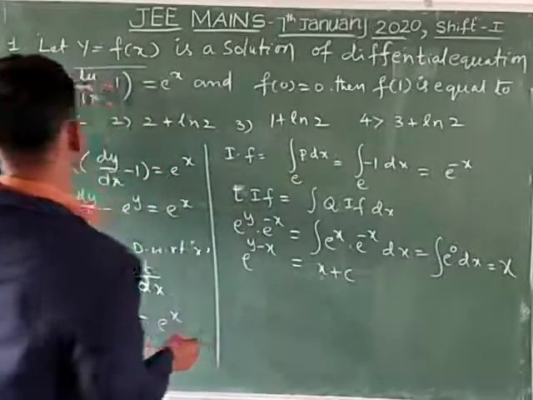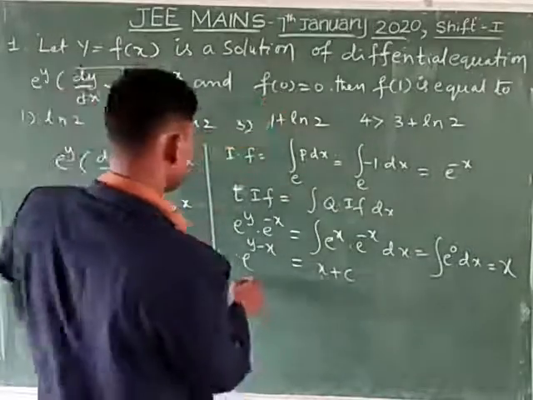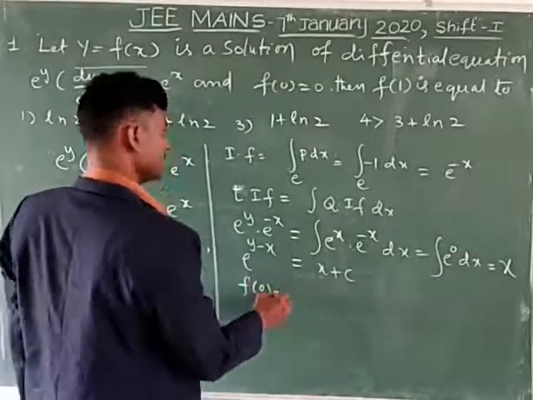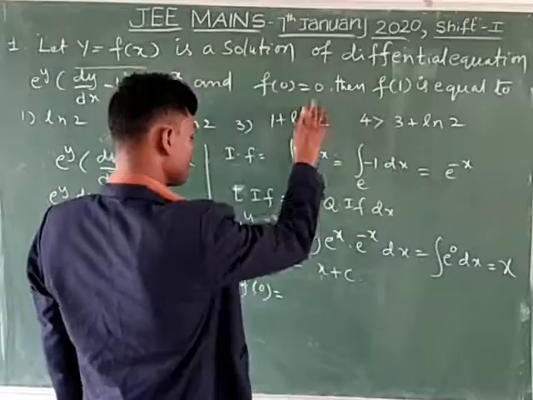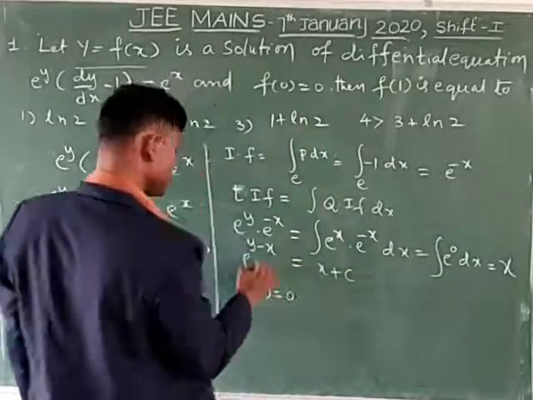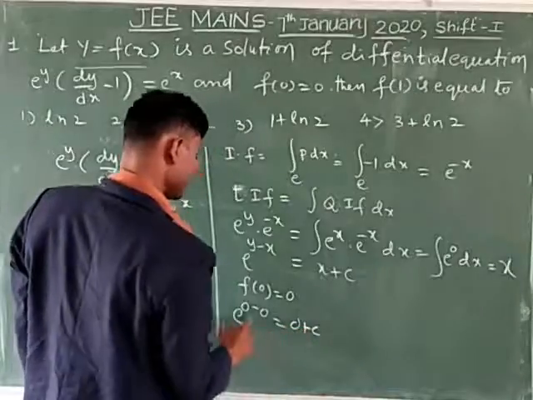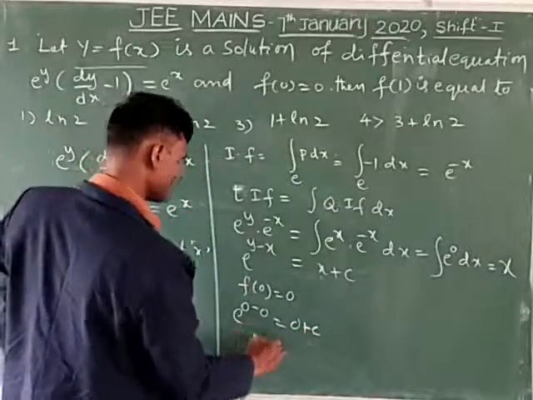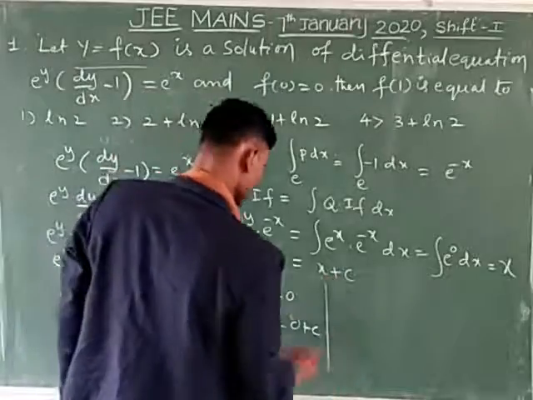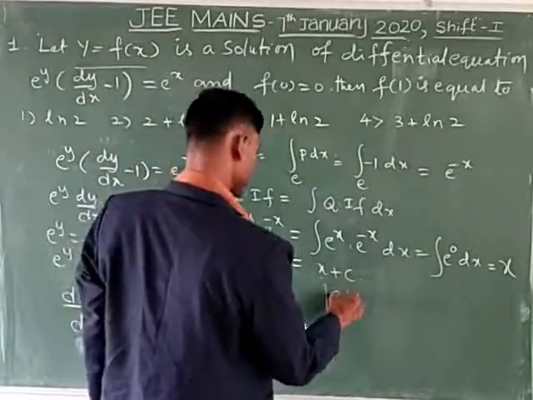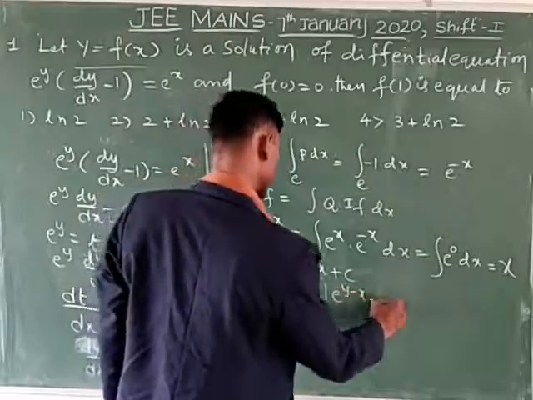Actually, here f of 0 is already given. This is f of x, then f of 0 equals 0: where x is 0, y is also 0. Then e to the power of 0 minus 0 is equal to 0 plus c. Here e to the power of 0 is equal to 1, so c is equal to 1. Now you have to substitute c as 1. Then e to the power of y minus x is equal to x plus 1.